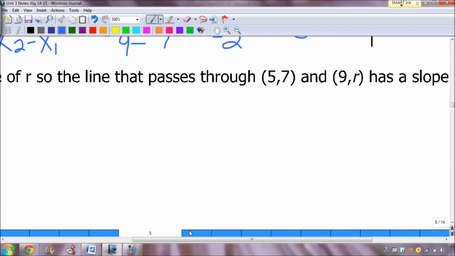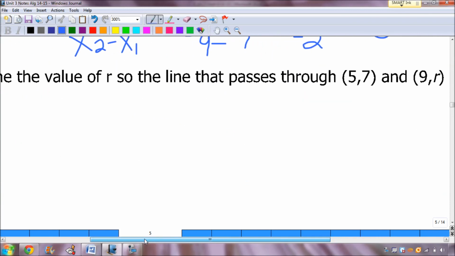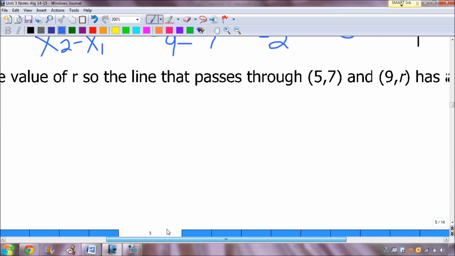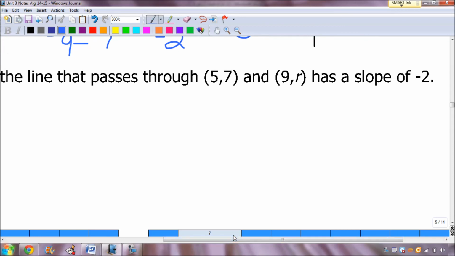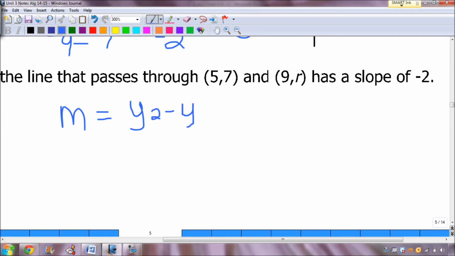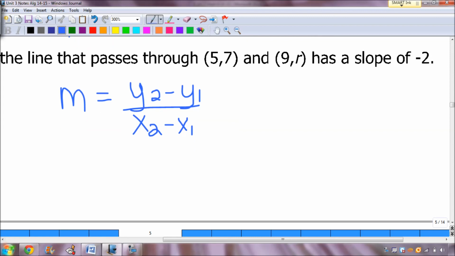All right, so now the next question's a little trickier. Please pay close attention to this, okay? Determine the value of r so that the line that passes through 5, 7 and 9, r has a slope of negative 2. So in this example, I need to use my slope formula again. M equals y2 minus y1 over x2 minus x1, okay? Now what number am I going to plug in for y2? Well, it's r. It's unknown, so I'm going to leave it as r. So I'm going to say r minus y1 is 7, right? Because this is your first y value. Over x2 would be 9, and x1 would be 5.